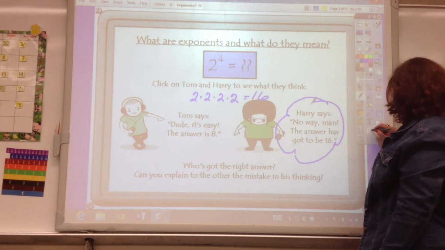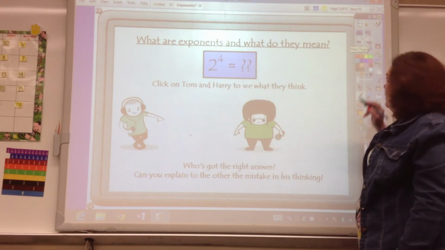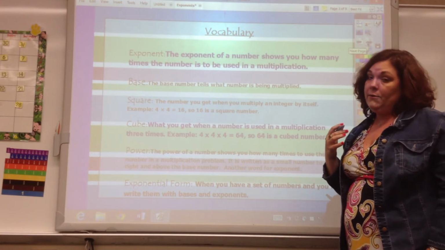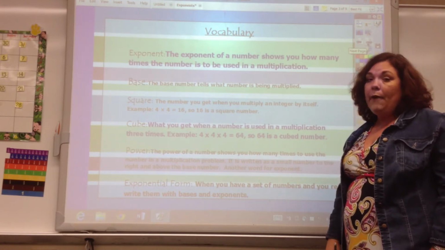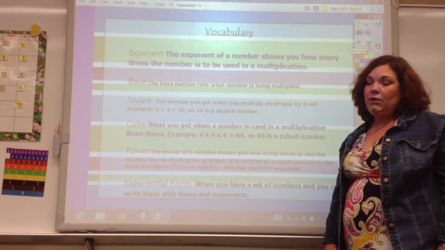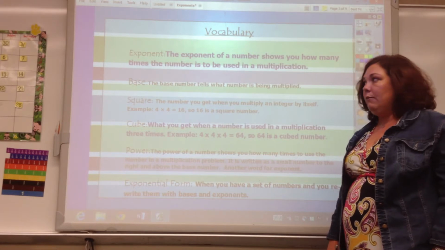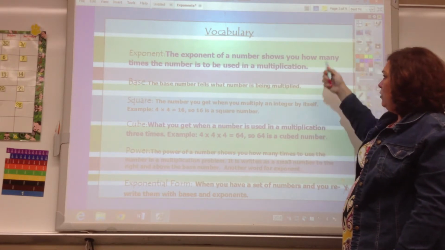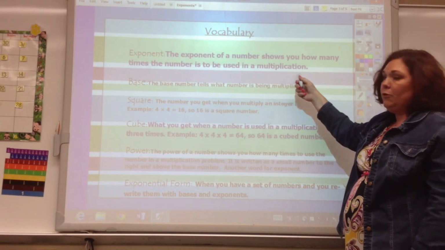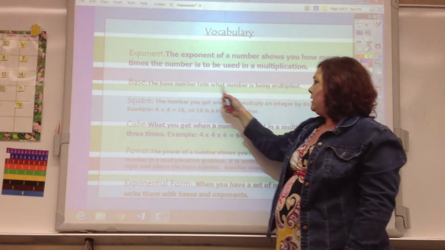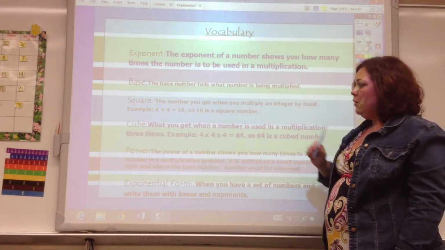And so there's lots of vocabulary that goes along with exponents. Now would be the time for you to pause and really read these definitions and make sure that you understand what they mean and what they refer to. So we talked about exponent, and it shows you how many times the number is used in multiplication. It's a little number. The base is the big number. It tells you what number is being multiplied.